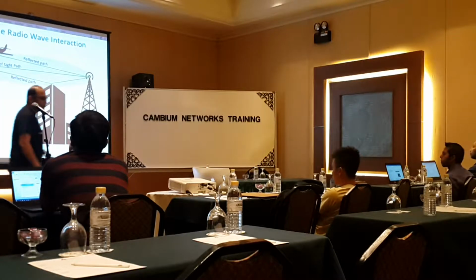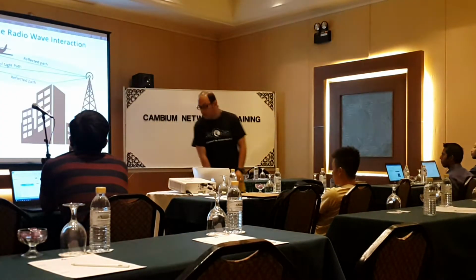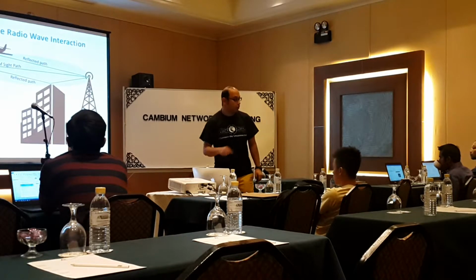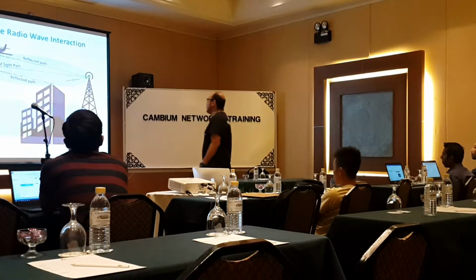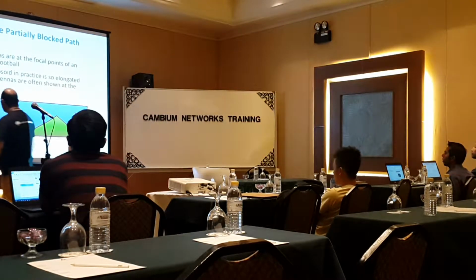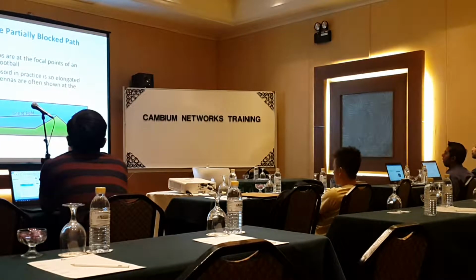60% should be clear. 60% of first Fresnel zone should be clear to have a kind of acceptable transmission. For example, here the line of sight is okay, but because Fresnel zone is already occupied, then transmission is either not possible or possible with very low modulation, low quality.